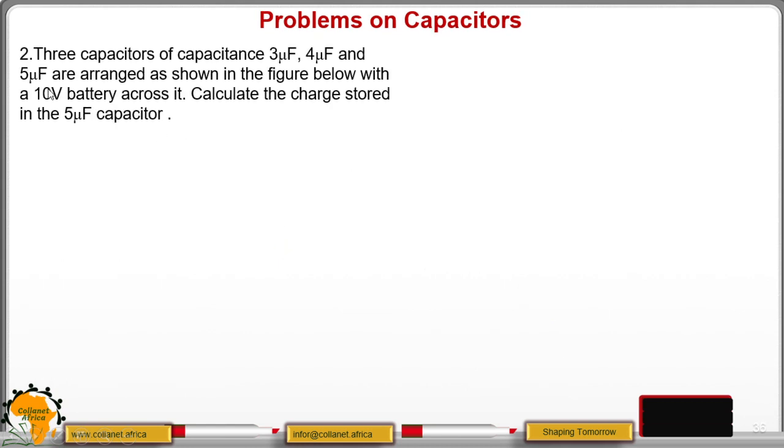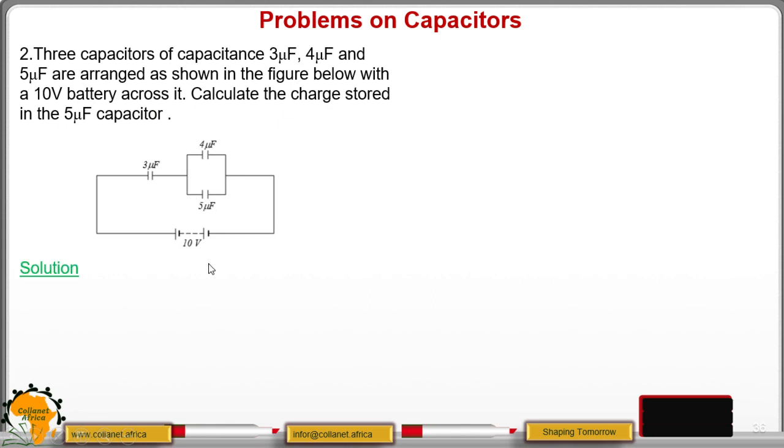From there, we have the second question. 3 capacitors of capacitance 3 microfarads, 4 microfarads, and 5 microfarads are arranged as shown in the figure below, with a 10 volts battery across it. Calculate the charge stored in the 5 microfarads.